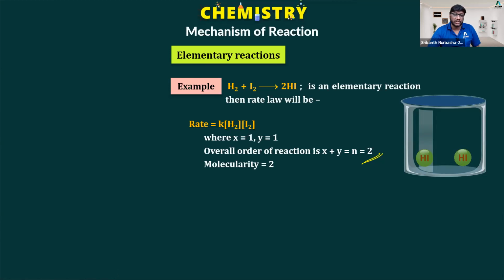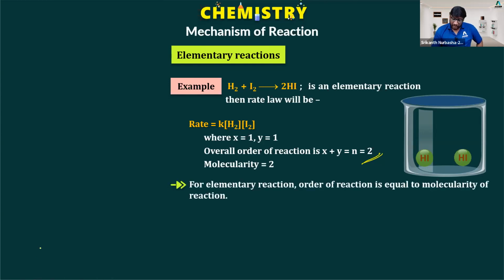For elementary reactions, order and molecularity are also going to be equal. For an elementary reaction, the order of the reaction is equal to the molecularity of the reaction. Also, the law of mass action and the rate law are the same. And what is the possibility of molecularity? Molecularity can be 1 or 2 or 3.